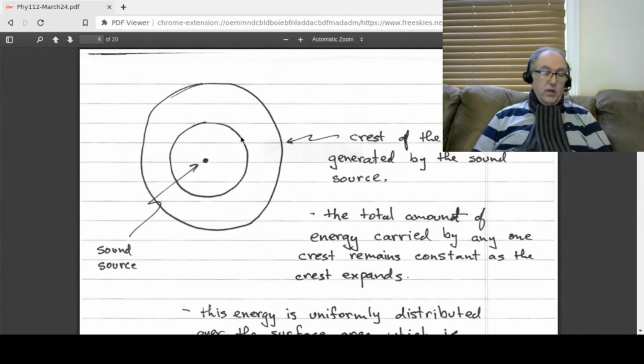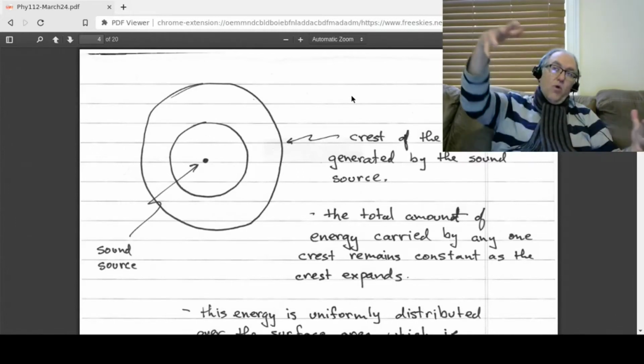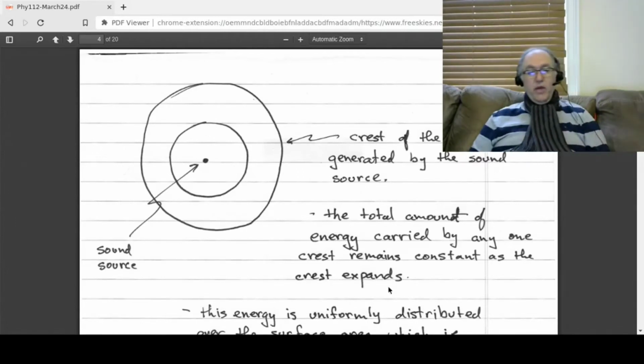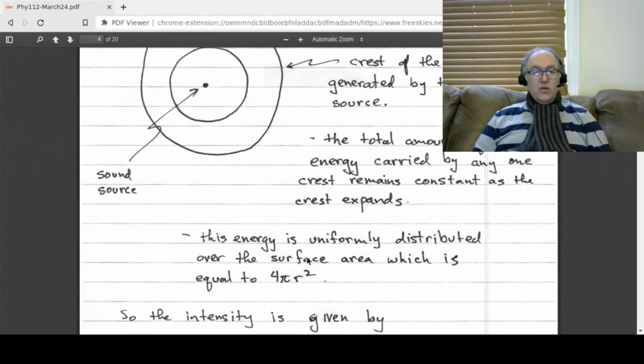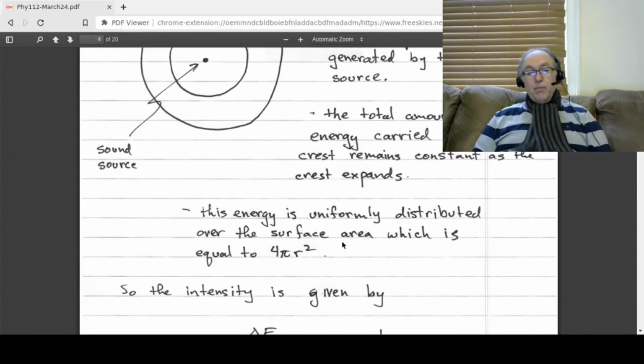So this small sphere has the same amount of energy as the bigger sphere. That's because when that crest sphere was created, there was only so much energy given to it, and that energy just got smeared out more and more over a larger and larger area. So the energy is uniformly distributed over that surface, and you may remember this formula.